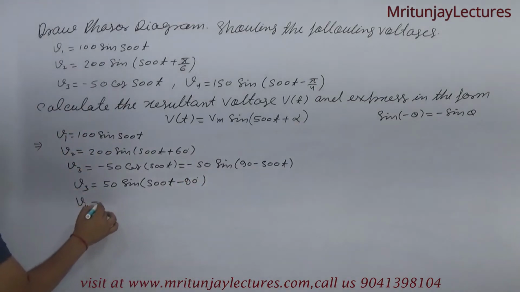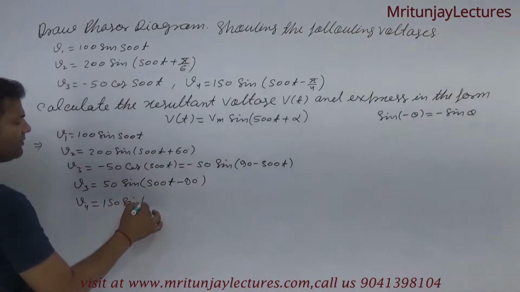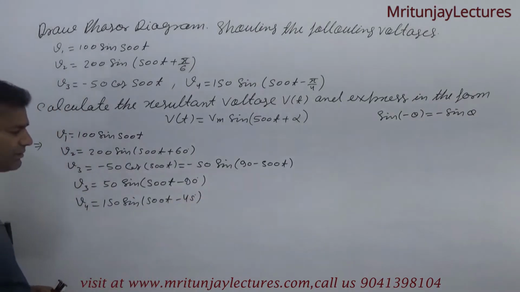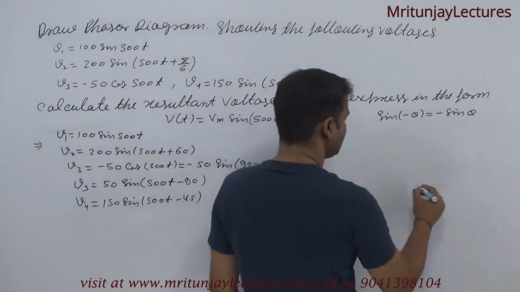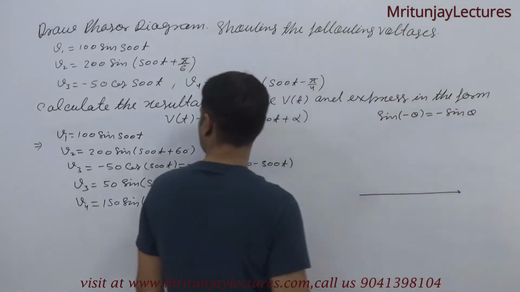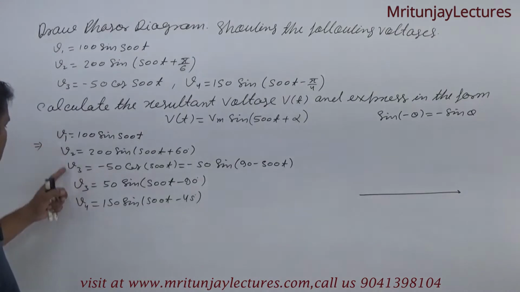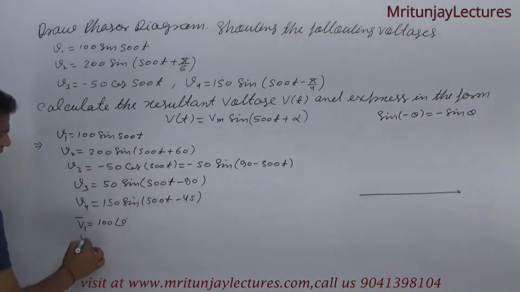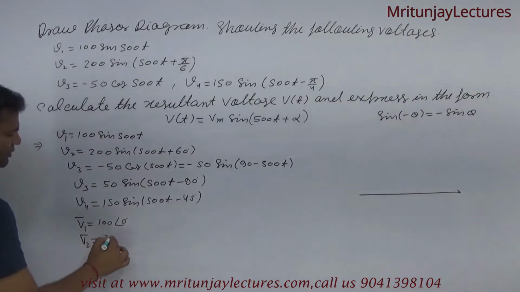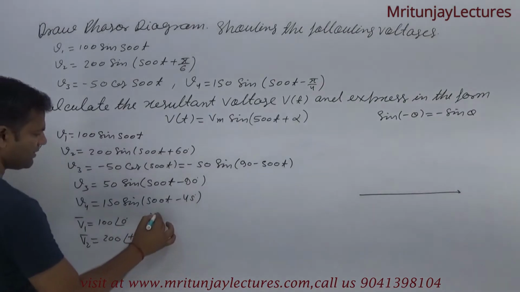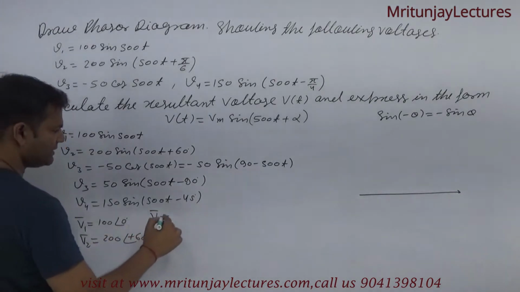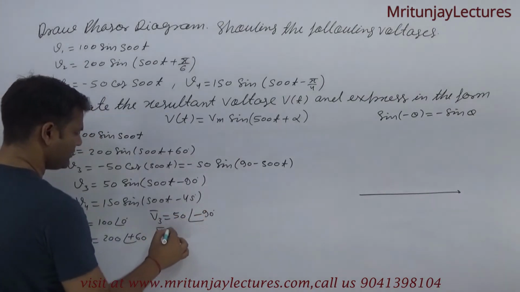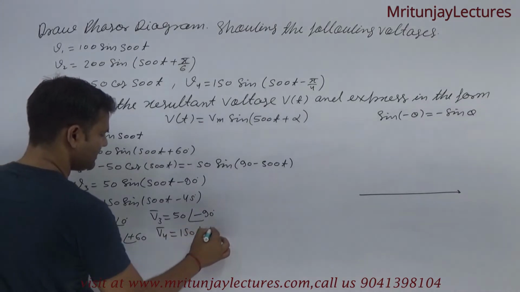And what about V4? V4 is given as 150 sine of 500t minus 45 degrees. So first of all, draw the phasor diagram. If you convert all into phasors, V1 is at the angle 0 degrees. V2 is 200 at the angle plus 60 degrees. V3 is written as 50 at the angle minus 90 degrees. And V4 is written as 150 at the angle minus 45 degrees.